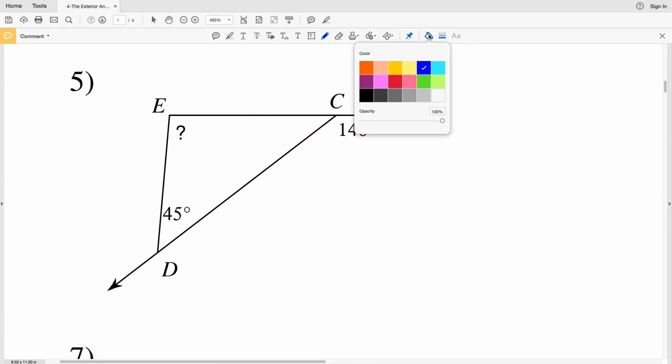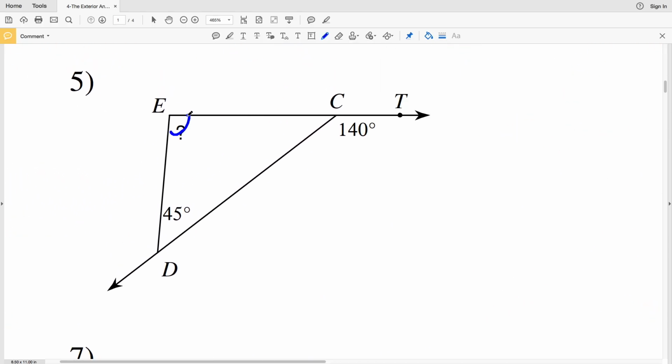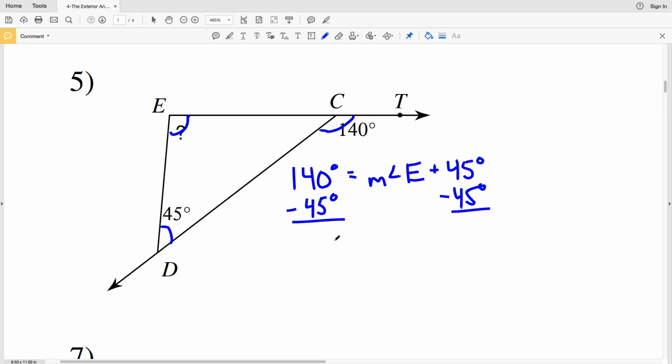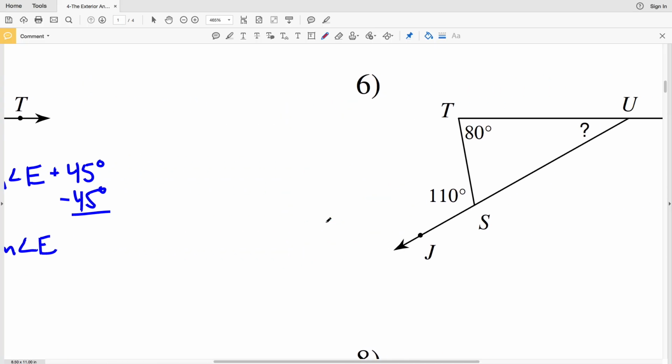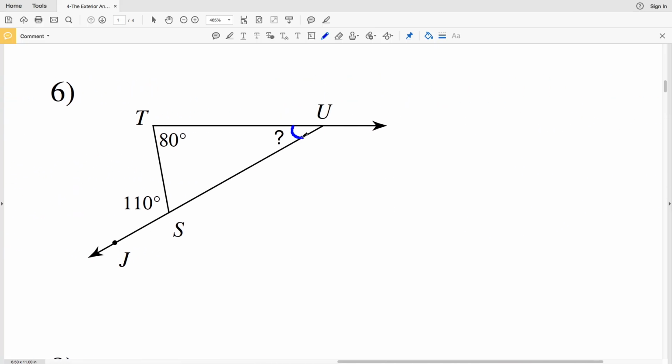In number 5, I'm solving for one of my interior angles. Angle E plus angle D will equal the measure of angle DCT. So 140 degrees equals the measure of angle E plus 45 degrees. Subtract 45 from both sides to get that 95 degrees is equal to the measure of angle E, my indicated angle for number 5. In number 6, I'm finding the measure of angle U.